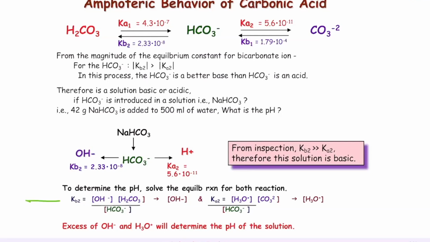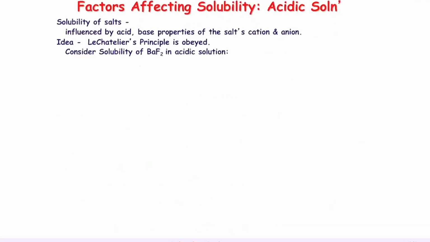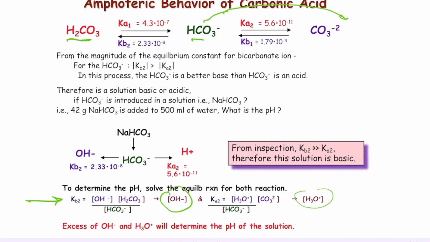So here is the equation that you would use to calculate the hydroxide. Remember, it's going to be products over reactant. So this is the products, this is the reactant, and you just set it up. And this is the equation you would use to solve for the hydronium. Again, that would be in this direction. Then you will see that the hydroxide is much greater than the hydronium. Take a look at that and see if you can come up with the exact pH for this particular problem.